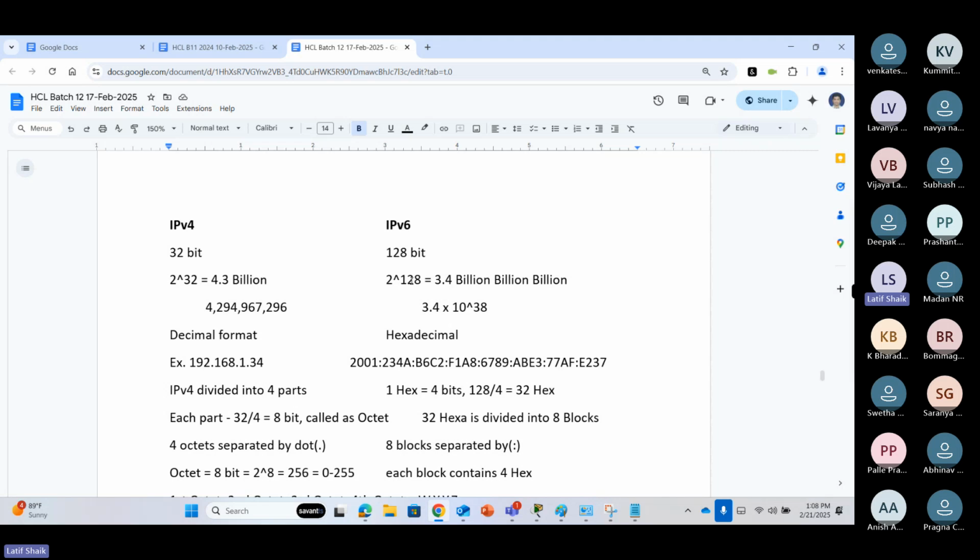Whereas IPv6 contains 32 hexadecimal numbers separated into 8 blocks. Each block is separated by a colon. So each block contains 4 hexadecimal numbers. IPv6 is very big and it is secure. Even though it is bigger, it is faster. Why? Because hexadecimal numbers easily convert into binary. It is quite easy to convert into binary compared to decimal numbers, even though it is a bigger one.